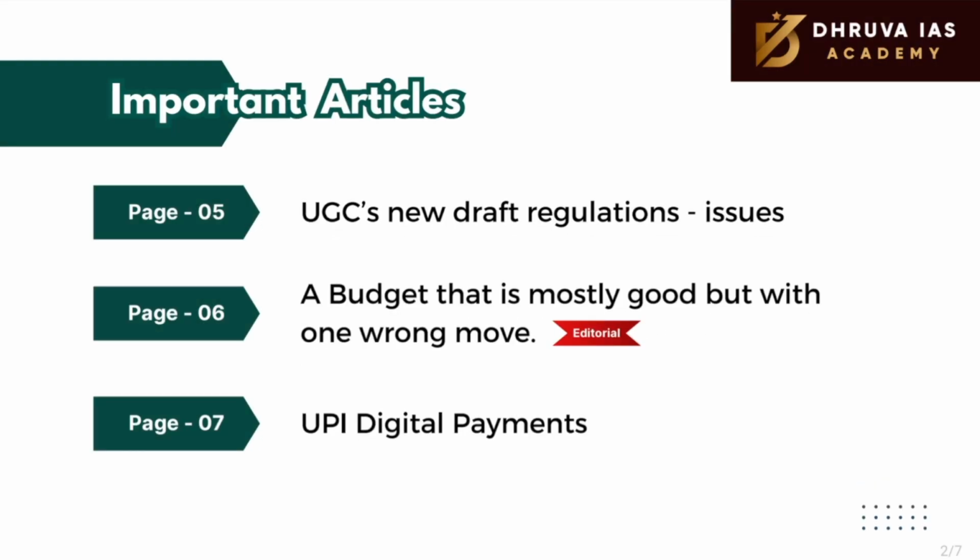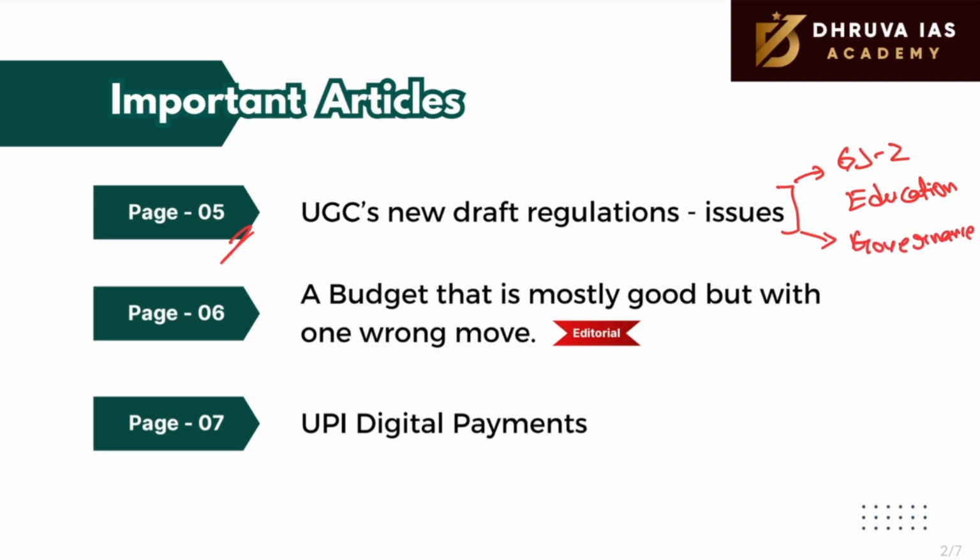The first topic that we need to read is seen on page number 5, related to UGC's new regulations. Recently, UGC has released draft regulations which were criticized by many academicians. This particular article is important for the GS2 education topic. At the same time, we can also include this in governance.